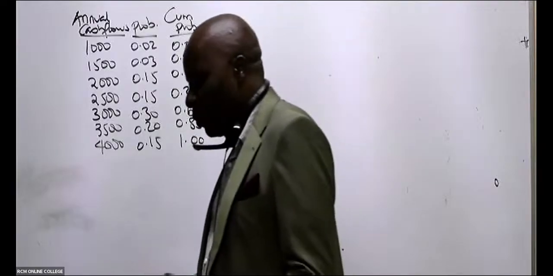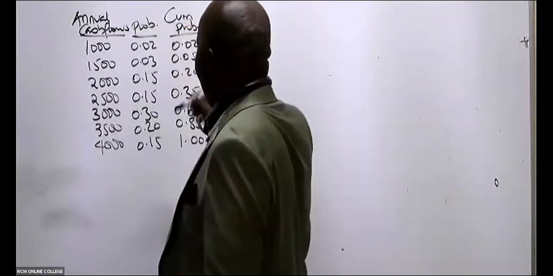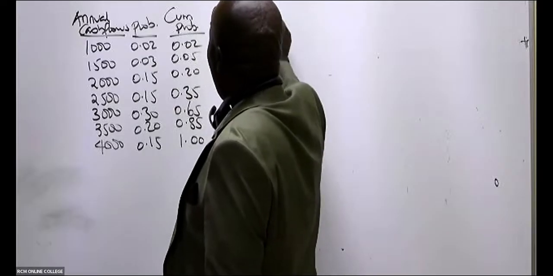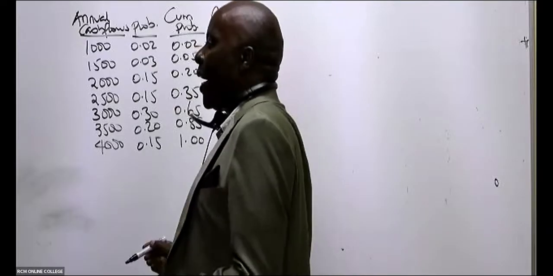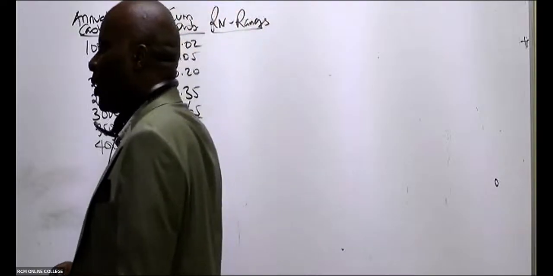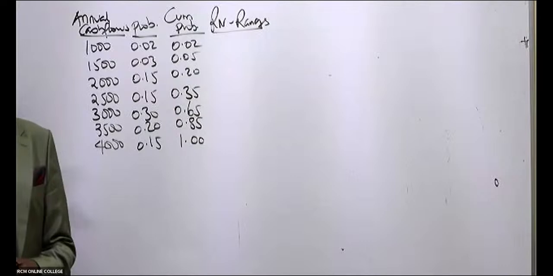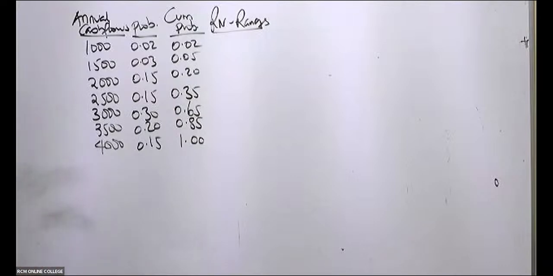Now, after getting the cumulatives, I'll be able to come and give you the random number ranges, which I would want to give you exactly 1 minute. Try deriving these random number ranges on your own.